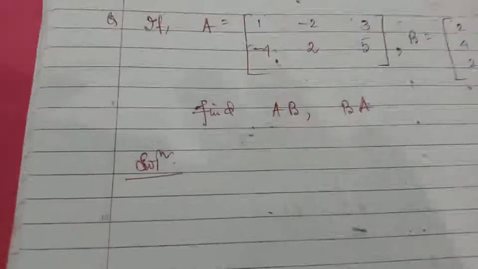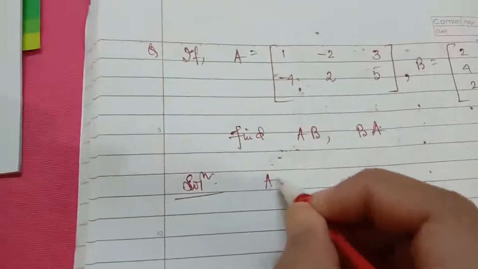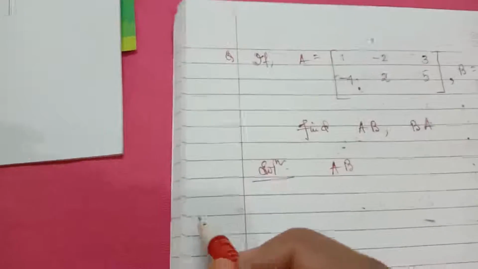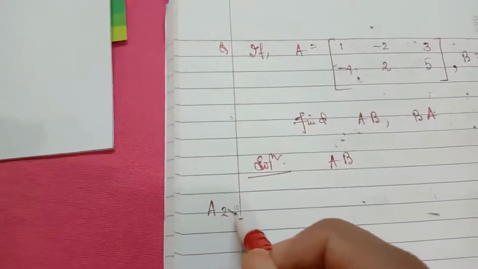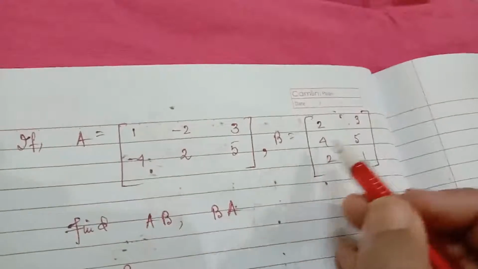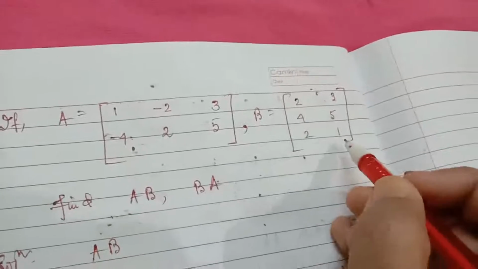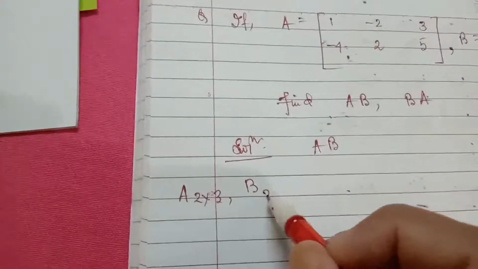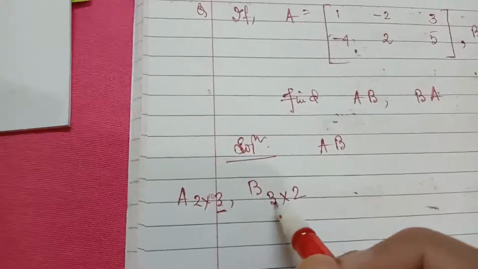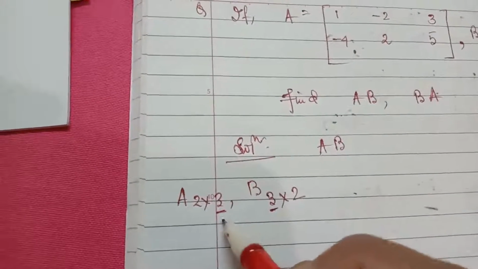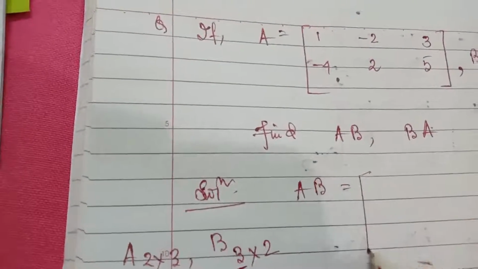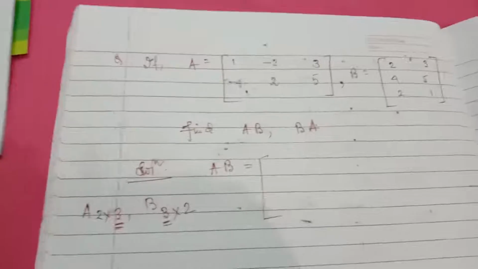Okay, to find AB, you can see what is the order of A. This is a 2 by 3 matrix. A is of order 2 by 3. B is of order, you can see, 3 by 2. Now you can see the number of columns of A and the number of rows of B, these two are equal. So A into B exists. Now how to find AB?